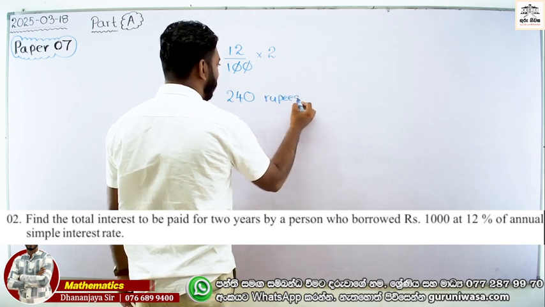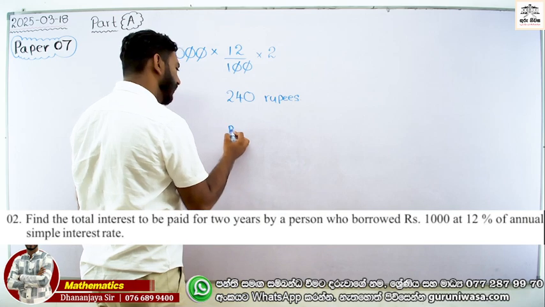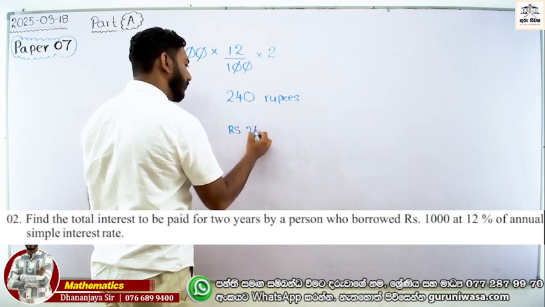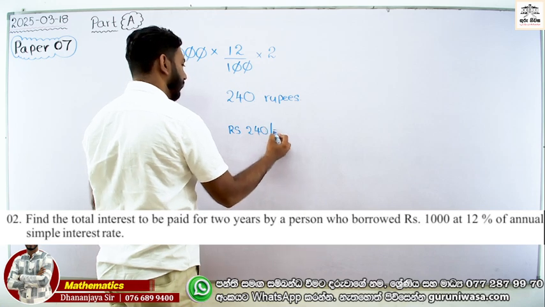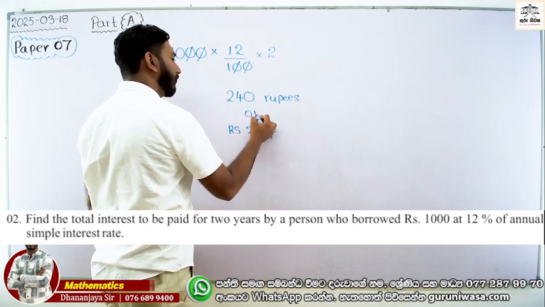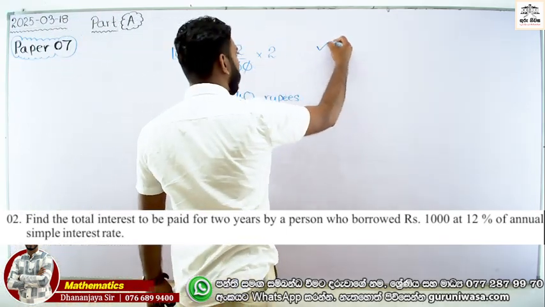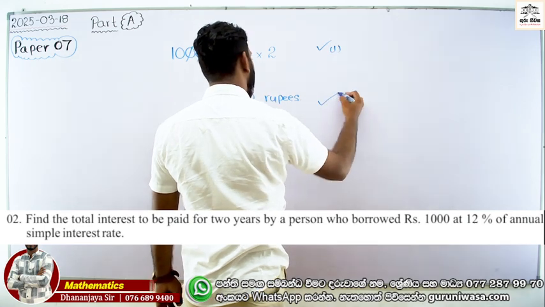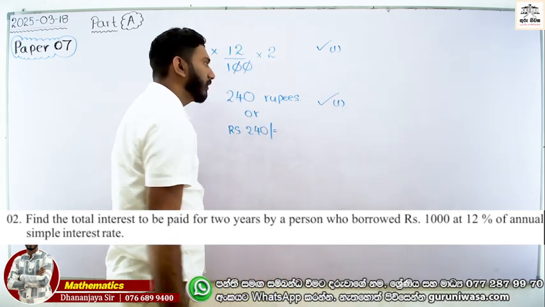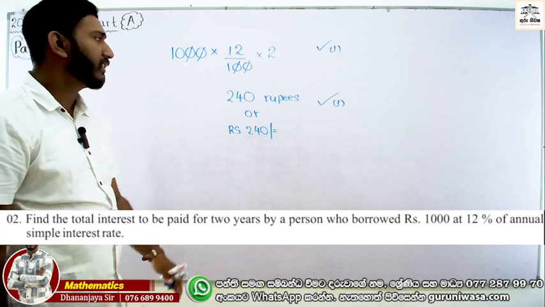You can write like this, or you can write like this. 240 rupees, right? There are 2 marks: method 1 mark, and the answer 1 mark. Some students only write the answer.